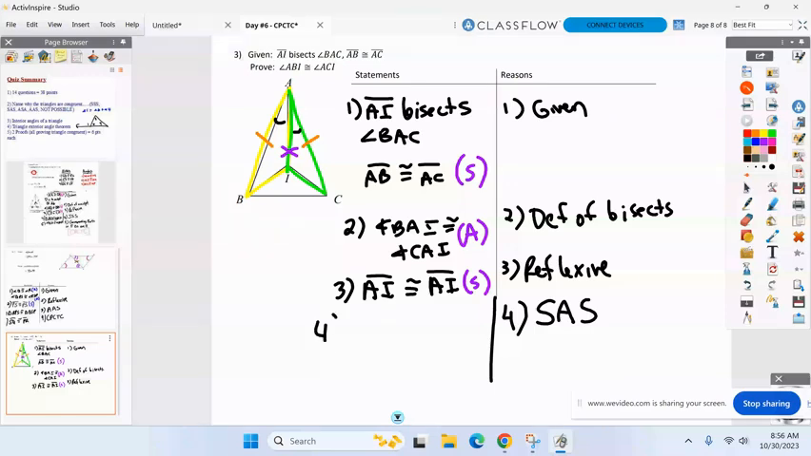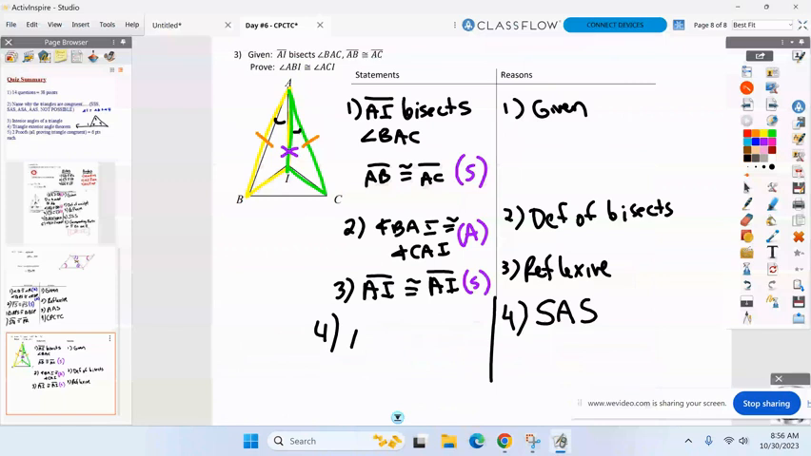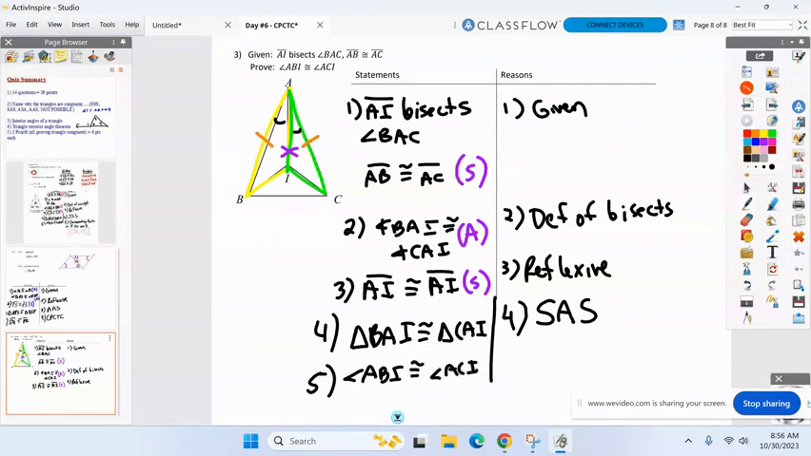And how about a statement now? A little statement that's in the correct order. Vinny, triangle BAI. Yep. Fine with that. It's a good one, but not the only one, right? After the triangles are congruent, any of their parts, including ABI congruent to ACI. CPCTC.